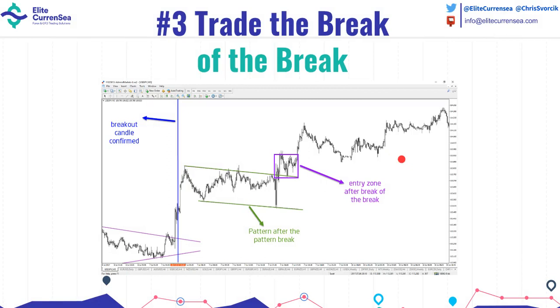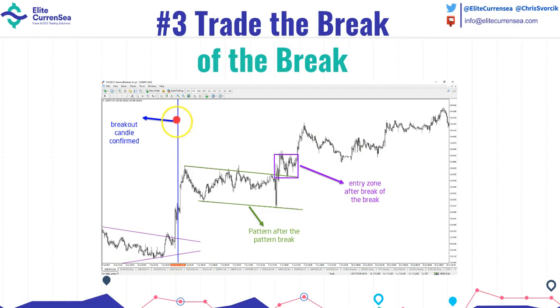Tip number 3, trade the break of the break. My favorite here, in fact. Basically, we're looking for a good breakout, same thing like looking for a good candle close on the breakout time frame. But then zoom in one time frame lower. So, for instance, this is a 5-minute chart. The breakout occurred on the hourly chart or 30-minute chart, and then I zoom in to the 5-minute chart.